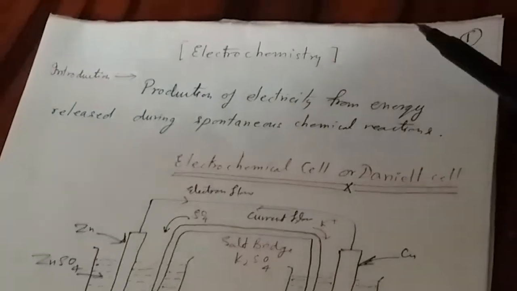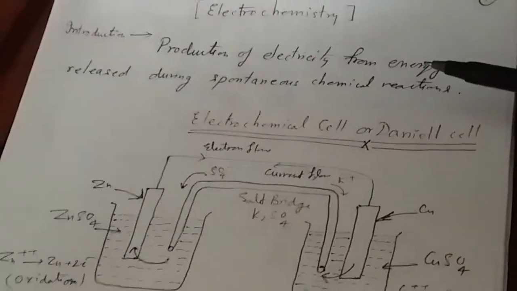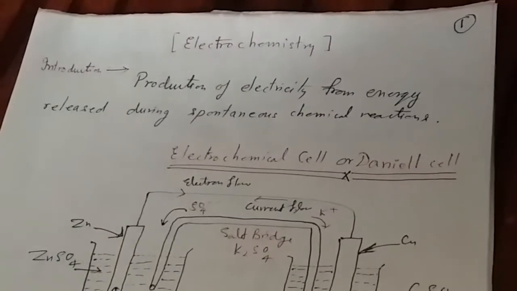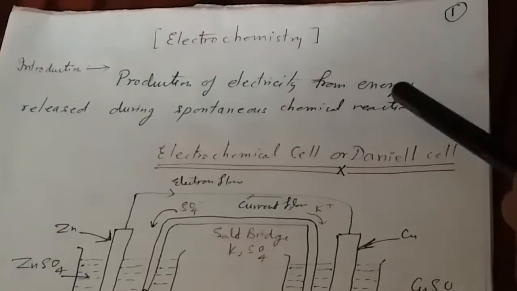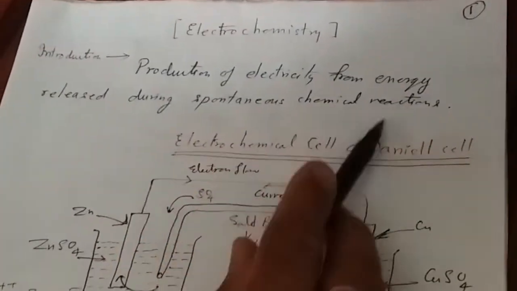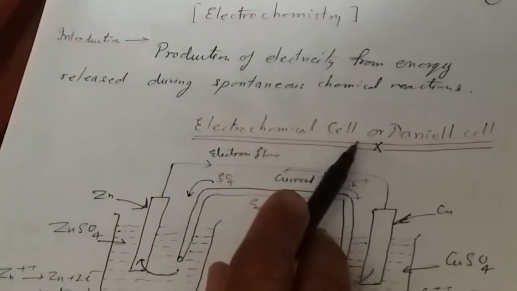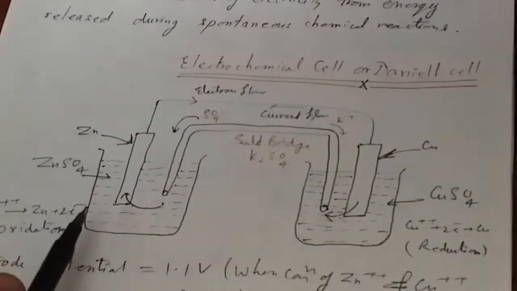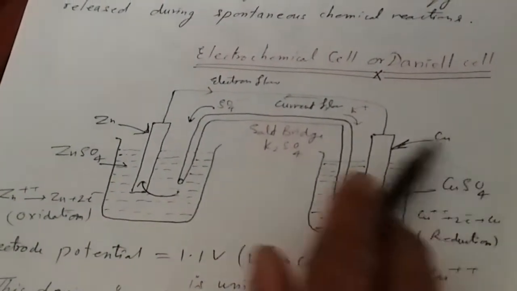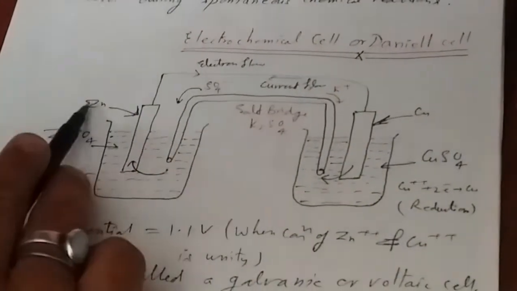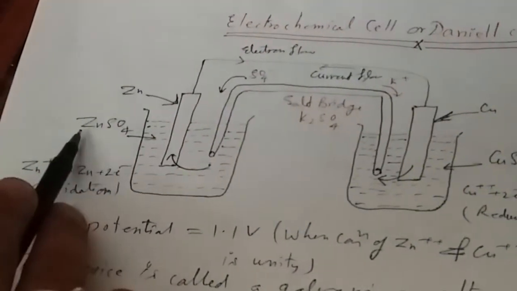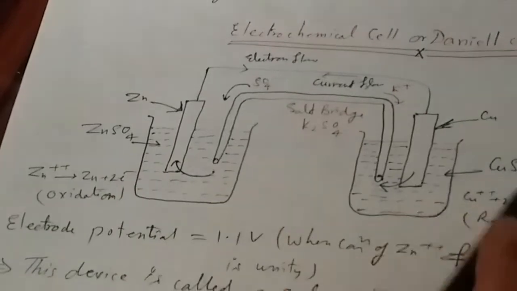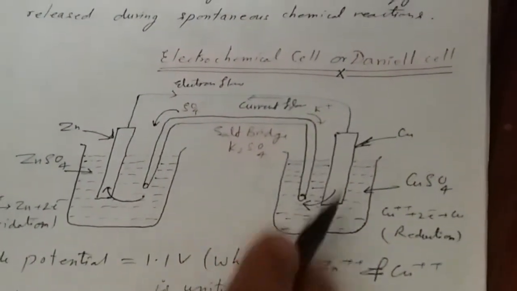In case of electrochemistry, we come to the discussion about the diagram. Production of electricity from energy released during a spontaneous chemical reaction is an electrochemical cell or Daniell cell. This is the basic introduction to electrochemistry, which contains 2 electrodes, a zinc electrode and a copper electrode. The zinc electrode is in zinc sulfate as electrolyte, and the second contains copper sulfate in the form of electrolyte.